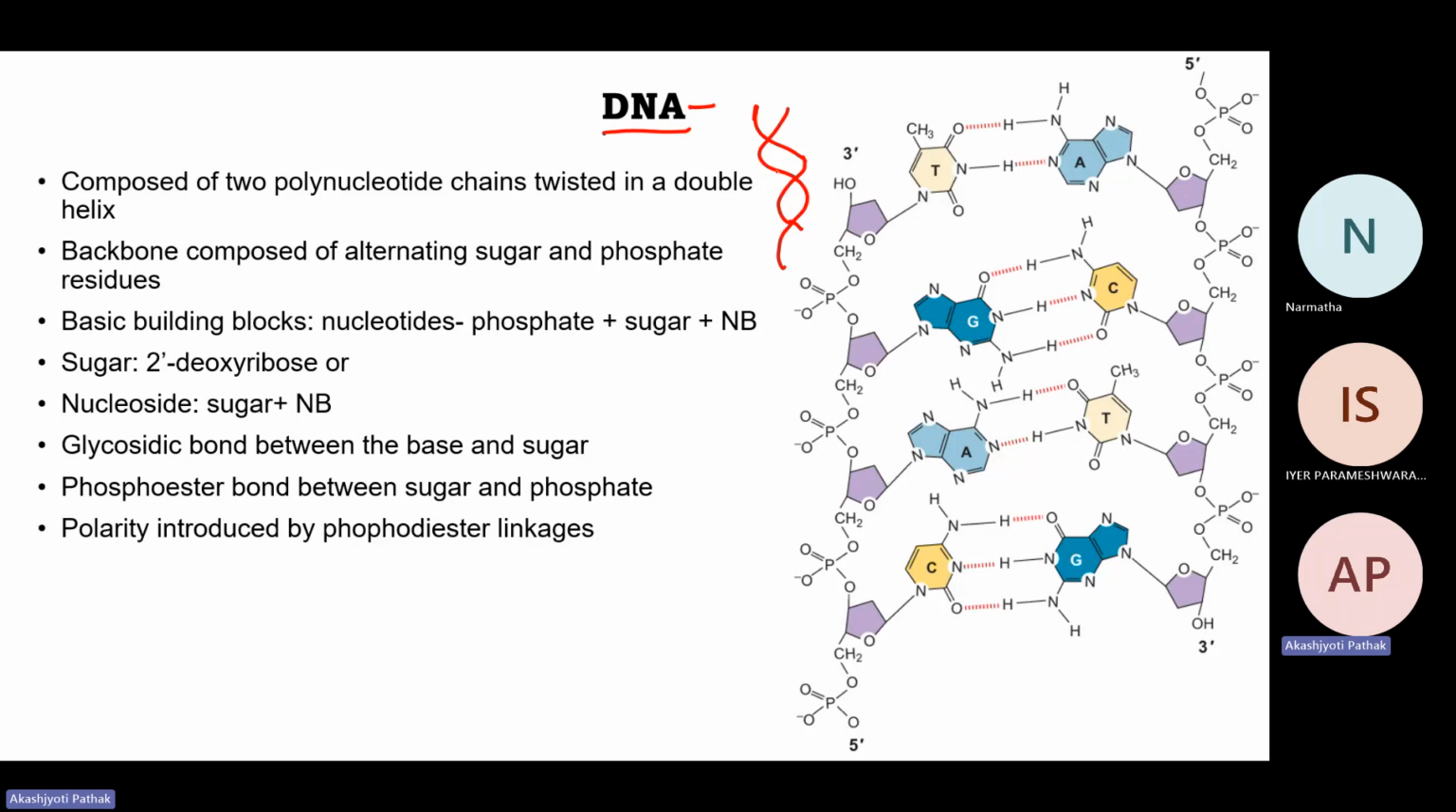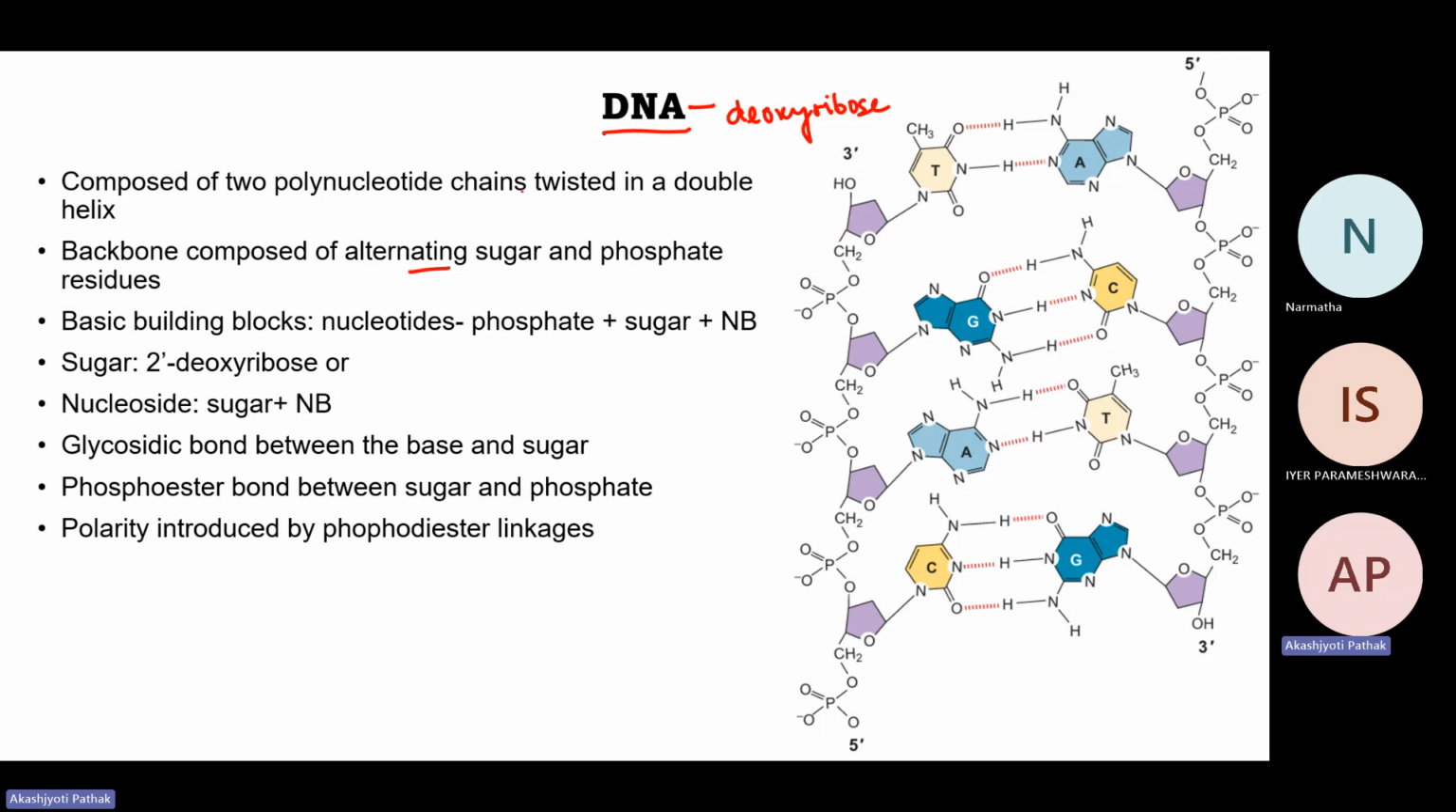So what is the backbone composed of? As we can see in this figure, it is composed of sugar and phosphate. In a DNA molecule, the sugar molecule is deoxyribose, and in an RNA molecule, the sugar molecule is ribose. So the backbone of the DNA is composed of this deoxyribose sugar and the phosphate groups. The backbone is composed of alternating sugar and phosphate residues. This is the sugar and this is the phosphate, so sugar, phosphate, and again sugar, phosphate, arranged in an alternate manner.